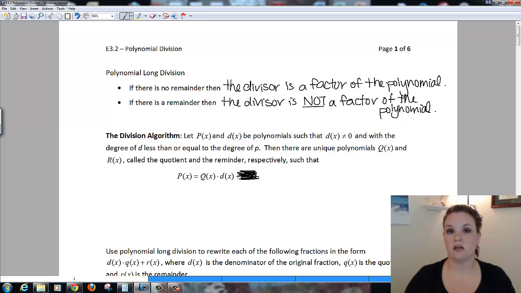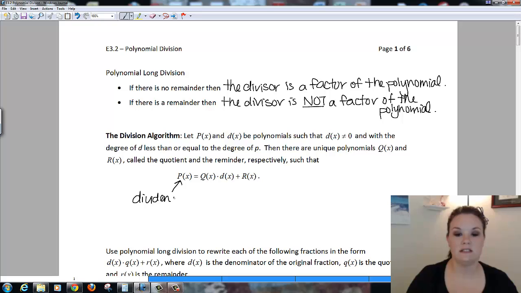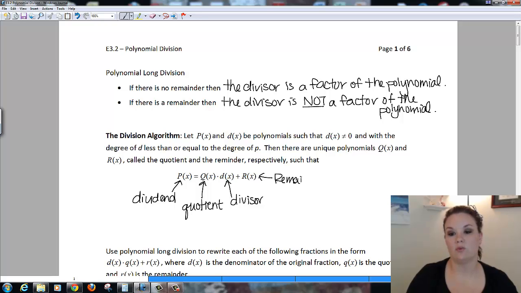We can still find a polynomial times our divisor that gets close to our original, but we're going to be off by a little bit. And that little bit that we're off by is called our remainder. Okay, so this is how we're going to write it out. And I'm just going to go ahead and put here, p of x is our dividend. Okay, q of x is our quotient. d of x is our divisor, and r of x is our remainder.